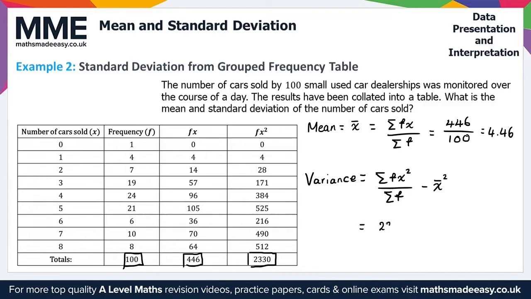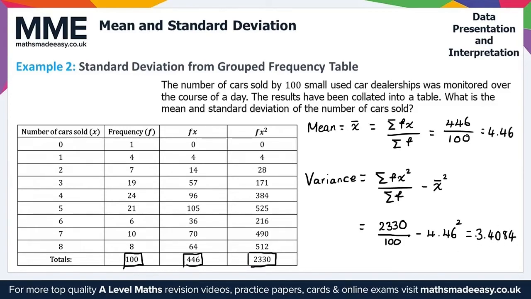For sigma fx squared, that's just the sum of this fx squared column, which we know is 2,330. So we do 2,330, we divide it by sigma f, which is again just the sum of the frequencies, so that's 100. And then finally, we just minus x bar squared, where x bar is the mean, which we found as 4.46. So minus 4.46 squared. And if we evaluate this, this gives us 3.4084. That's our variance.